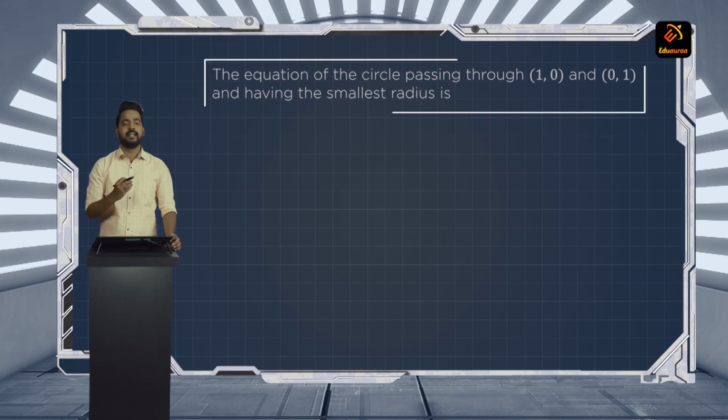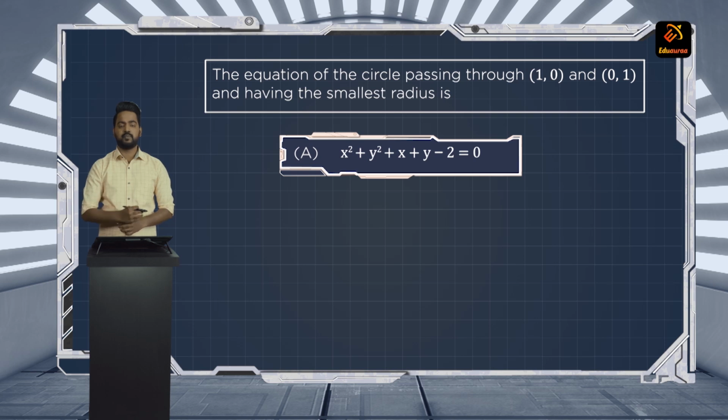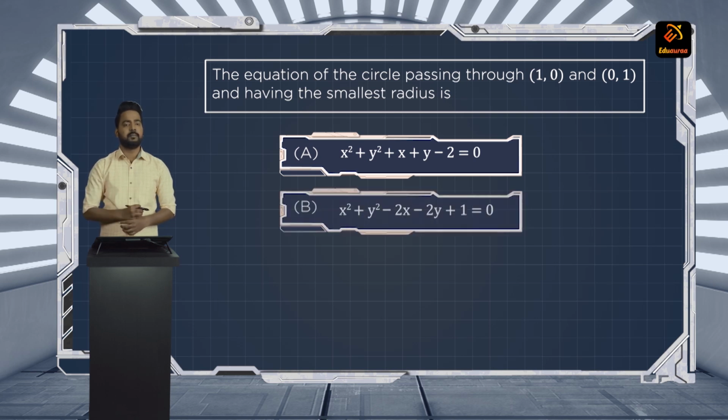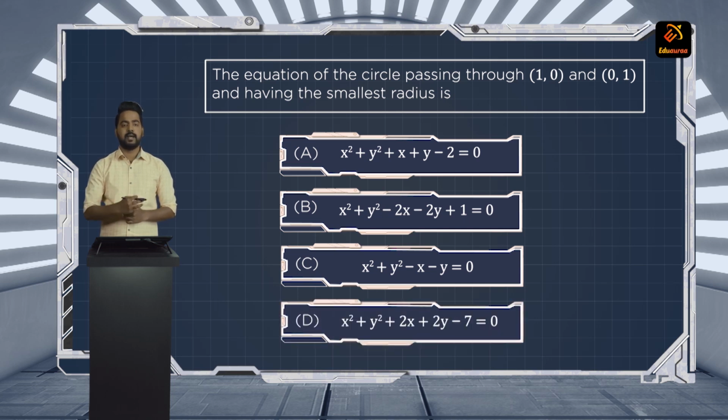Next question is: the equation of the circle passing through the points (1, 0) and (0, 1) and having the smallest radius is. And options are: option A, x square plus y square plus x plus y minus 2 equal to 0. Option B, x square plus y square minus 2x minus 2y plus 1 equal to 0. Option C, x square plus y square minus x minus y equal to 0. And option D, x square plus y square plus 2x plus 2y minus 7 equal to 0. This question came in AIEEE 2011.